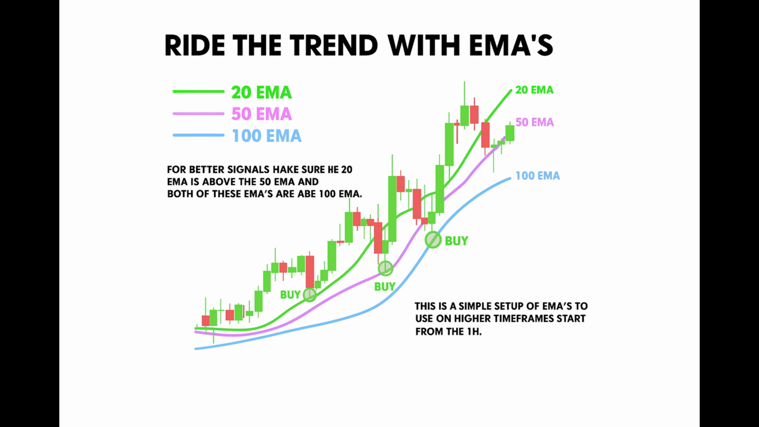In the chart, each time the price pulls back toward the 20 or 50 EMA and then bounces upward, a buy signal appears. These pullbacks allow traders to enter at better prices while staying in line with the overall trend. As long as the EMAs remain in the correct order and continue pointing upward, the trend is considered strong. This EMA setup works especially well on higher timeframes, like the 1-hour chart, and helps traders catch long, smooth trends with confidence.